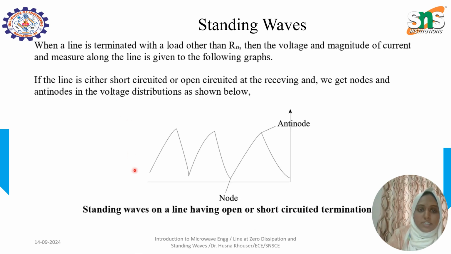When the line is terminated with a load other than Z naught, the voltage and the magnitude of the current vary along the line, which you can see in the graph. This is the standing wave on the line with an open or short circuited termination. If the line is either short circuited or open circuited at the receiving end, we have nodes and antinodes in the voltage distributions.